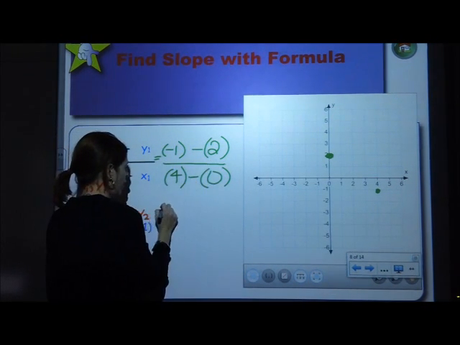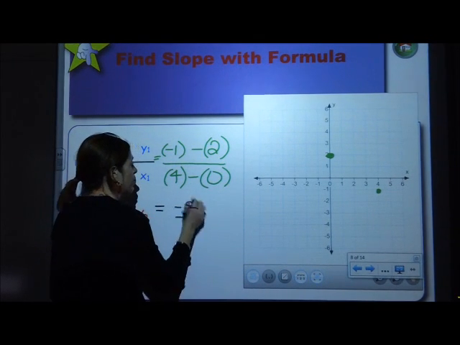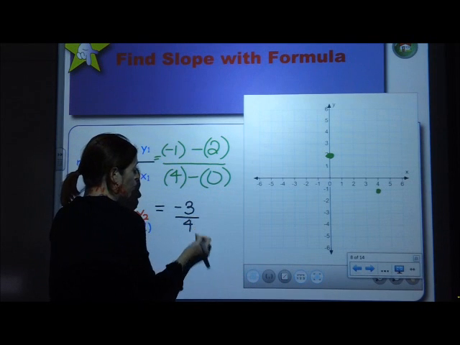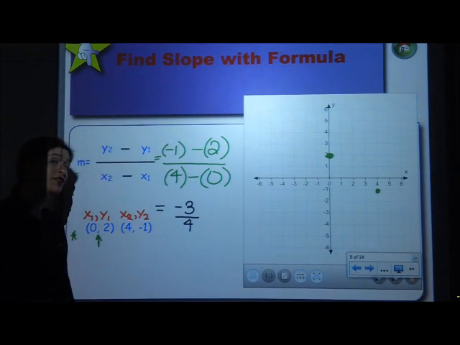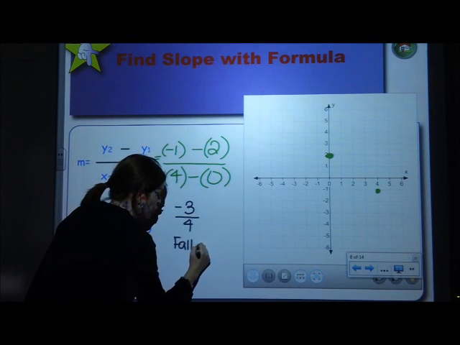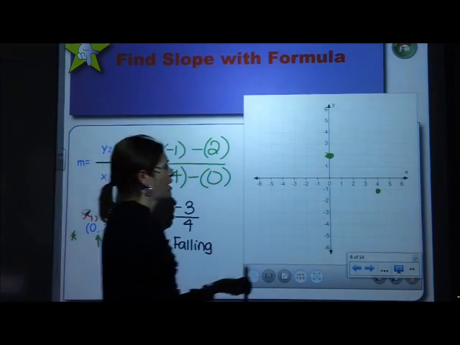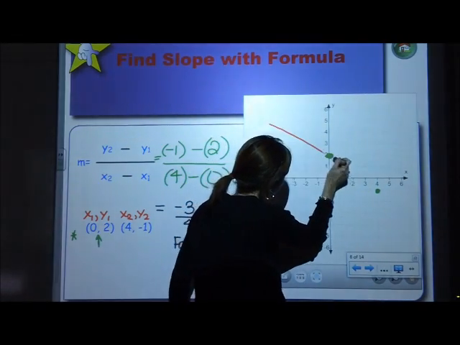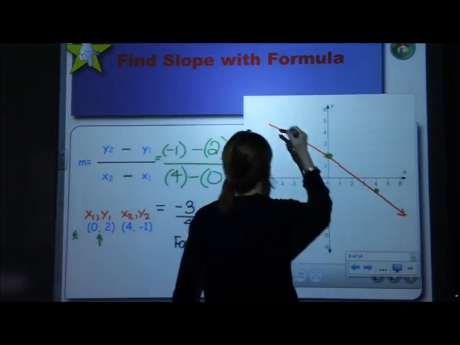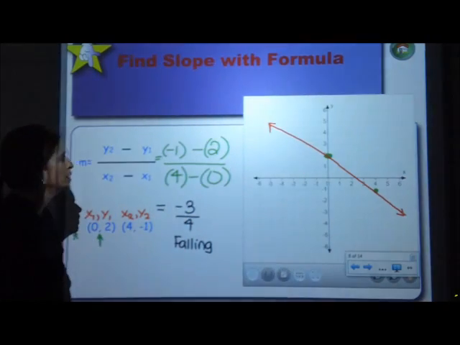I'm going to simplify our equation. -1 minus 2 is going to give me -3. 4 minus 0 is going to give me 4. So my slope is a negative slope, so that tells me that the line is falling from left to right. Now I'm going to go over to the points I plotted, and I'm going to go ahead and draw a line in, put arrows at the end, make sure I get through those points as nicely as possible, so I'm using my ruler.